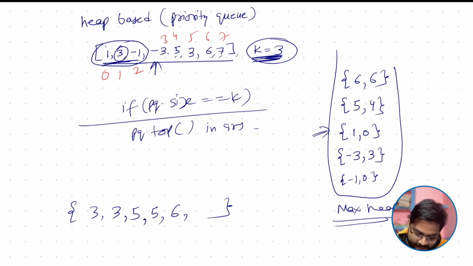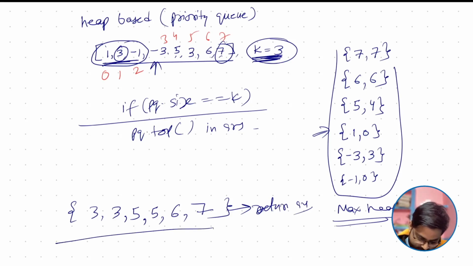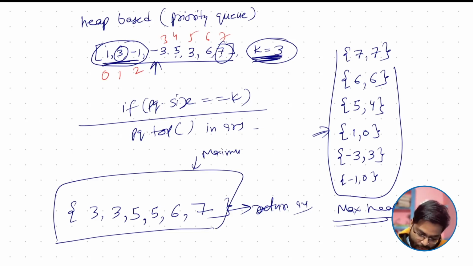I will only pop when the top element's index doesn't lie in this range. After this I will push the element 7 and its index is 7. After pushing, I will put the top element in the answer, so this will be 7. After that, I will return the answer. This is our maximum of every window.